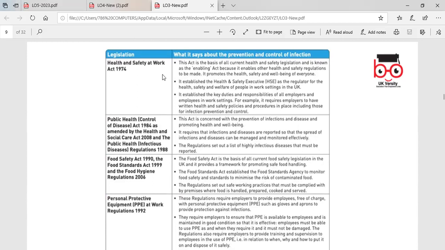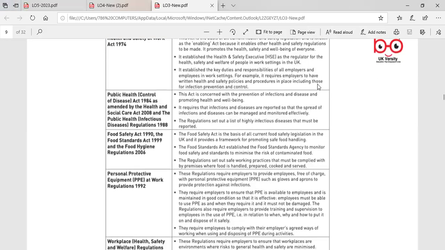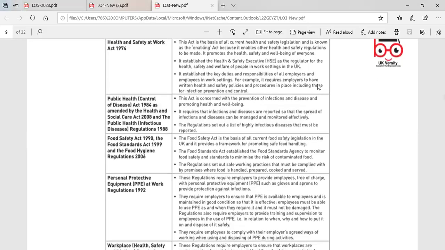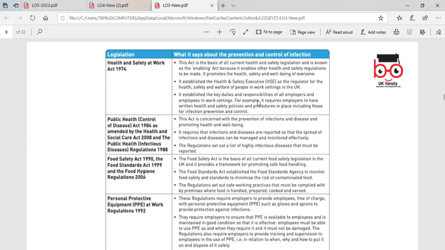So you have your Health and Safety at Work Act, 1974. This acts on all current health and safety regulations. It's also known as the Enabling Act because it enables other health and safety regulations to be made, and promotes the health, safety, and well-being of everyone involved in that organization. It established the HSE, which is the Health and Safety Executive, a regulator for the health, safety, and welfare of people working in the UK.